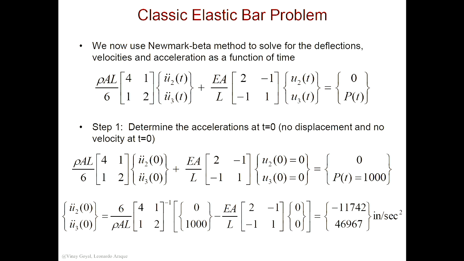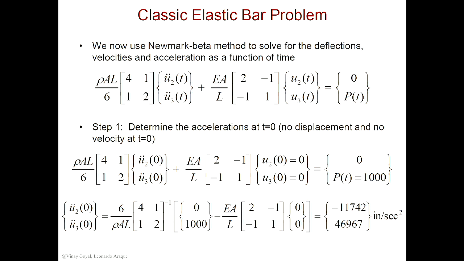Step one, I know the initial conditions. The velocity and displacements are zero at the beginning. I told you that. But because I applied the force instantly at the beginning, it's unclear what the acceleration is at the beginning. So we need to go back to the equation that we just came up with here. I'll plug in what U2 and U3 are. Those are zero. And I'll plug in the force, 1,000 pounds. Do you agree that I know everything now? The only thing I don't know is the accelerations, so I'll solve for the initial accelerations in the system.